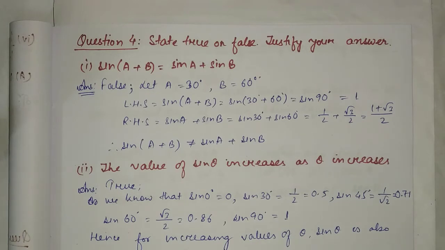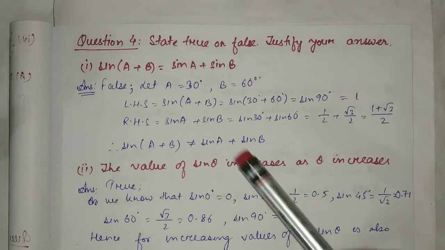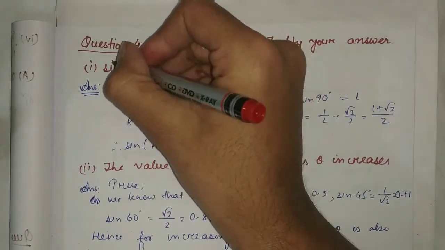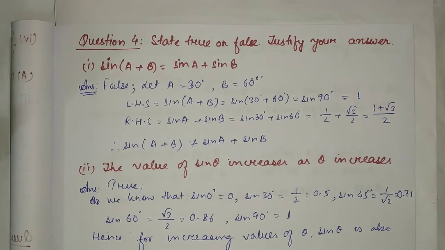Now the last question of this exercise is to state either true or false, and we have to justify our answer as well. So the first problem is: given sine of a plus b is equal to sine of a minus b. We find it to be false. Now how can we prove it to be false? Just by taking any two angles.